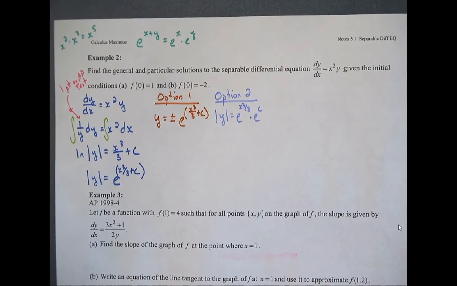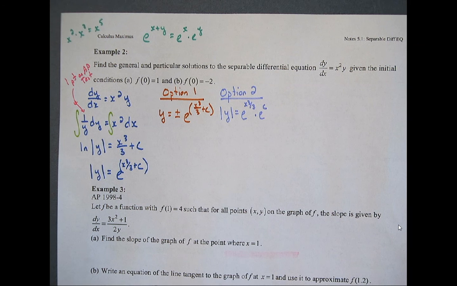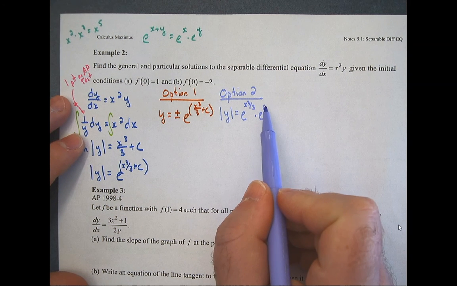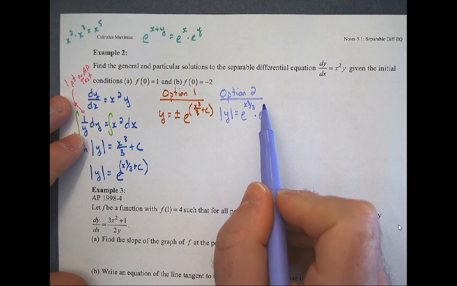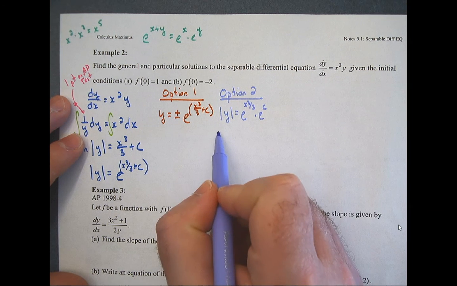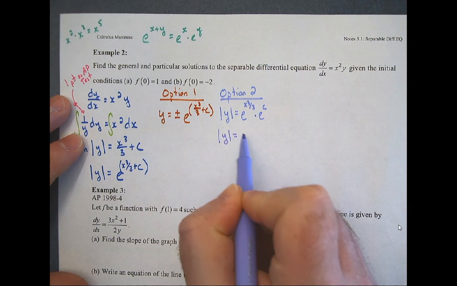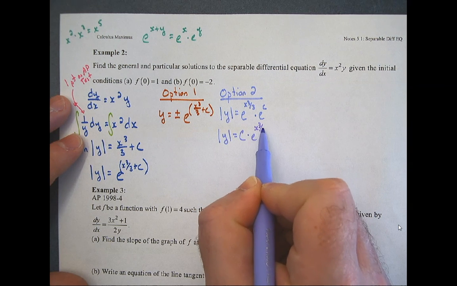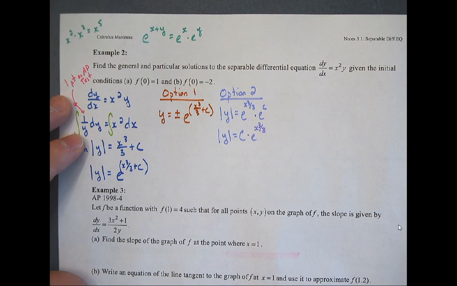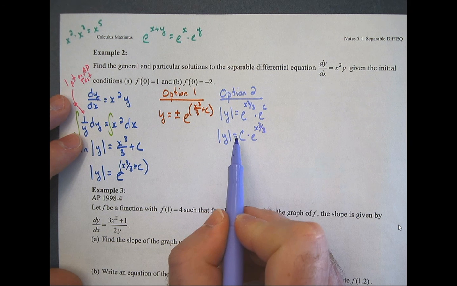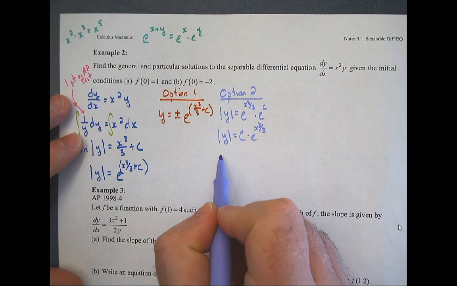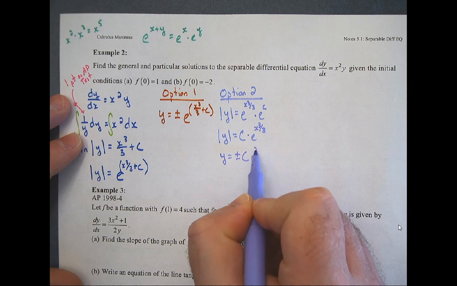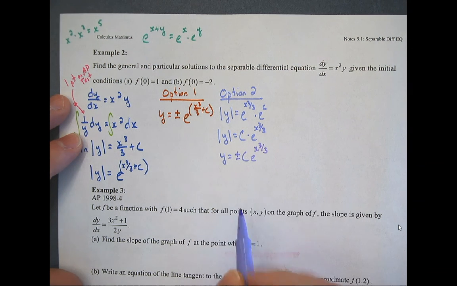Now you might say, why is this better? Well, it's actually a lot better because what's e to the c? This is some number. E to any number is some other number. So now I have absolute y equals some number times e to the x cubed over 3. Okay, now I'm going to get rid of the absolute values, which means I need to plus or minus this. Y equals plus or minus c e to the x cubed over 3.